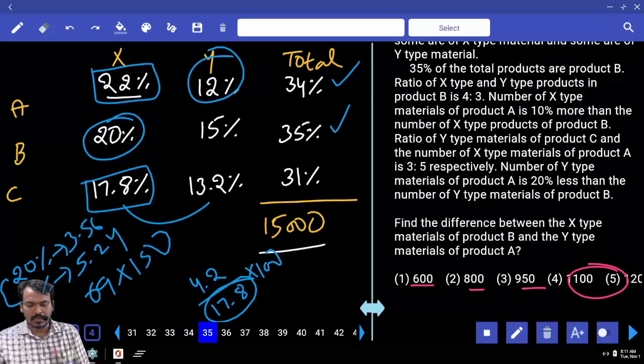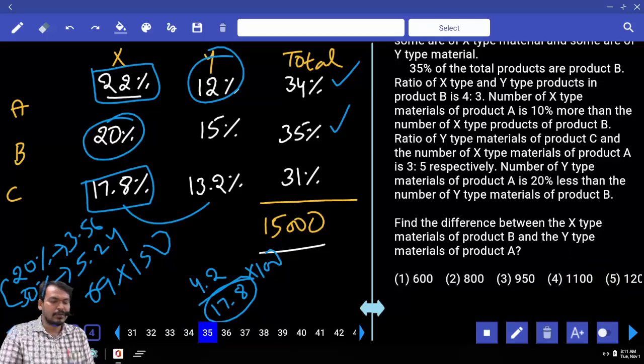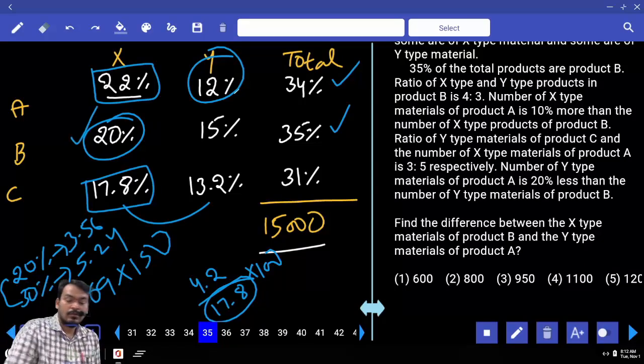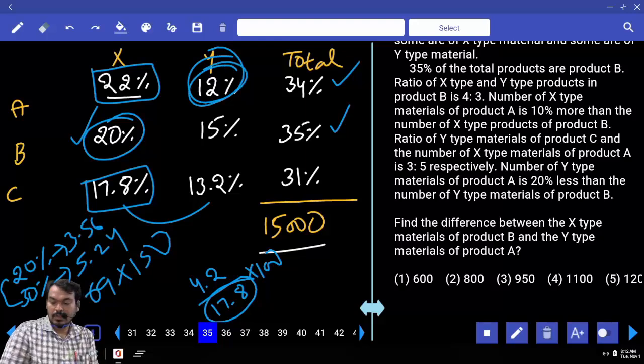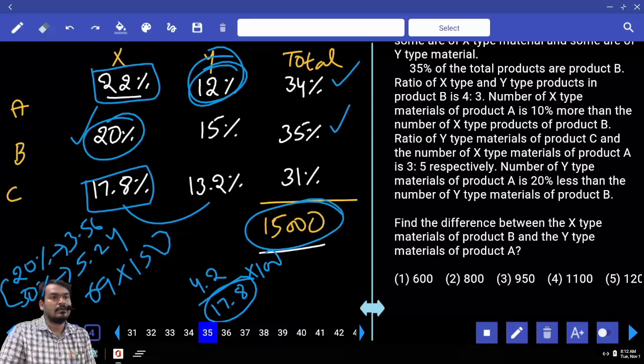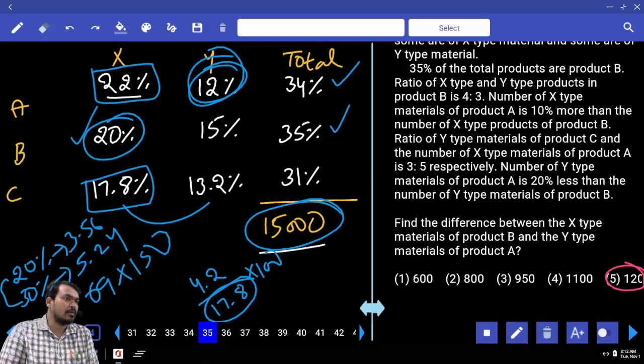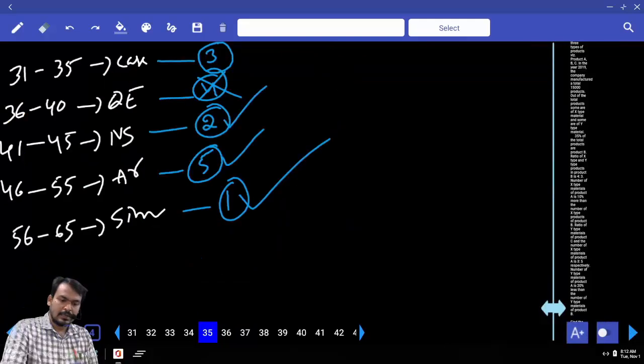Next, question number 35. Find the difference between X type of metals of product B and the Y type of metals of product A. X of B value 20%. Y of A value 12%. What is the difference? 8%. 8% of which one? 15,000. Means it is 8 into 150. How much? 1200. Caselet also completed. Next, arithmetic questions.